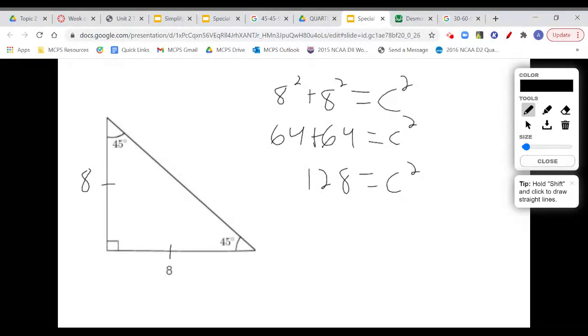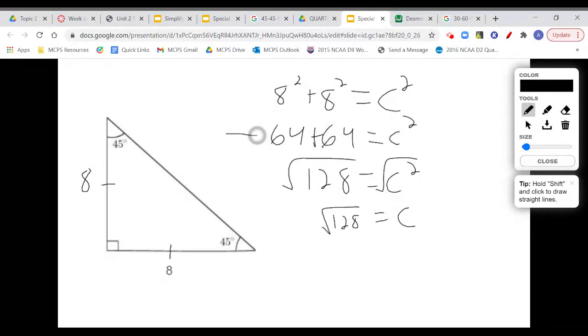Now from here, in order to completely isolate c, I am going to take the square root of both sides. And when I do that, I find that c is equal to the square root of 128. But because we've learned about simplifying radicals, I'm not going to type this in a calculator. I'm going to find the exact simplified version of this by figuring out what the largest perfect square is that factors into 128. I'm going to do that versus the prime factorization because I already know perfect squares that are going to be in it.